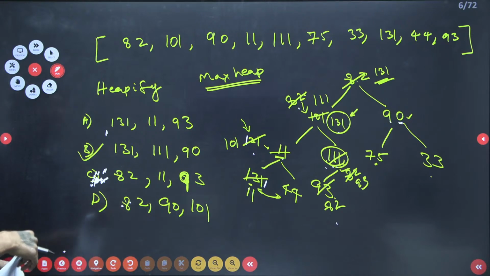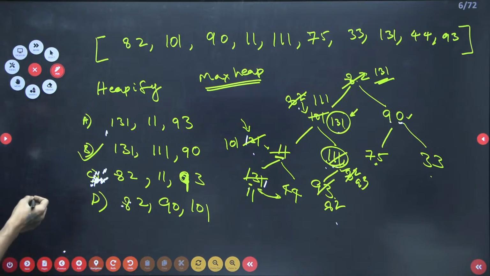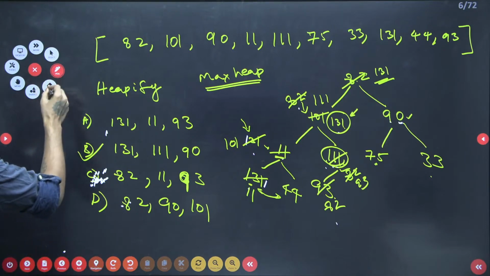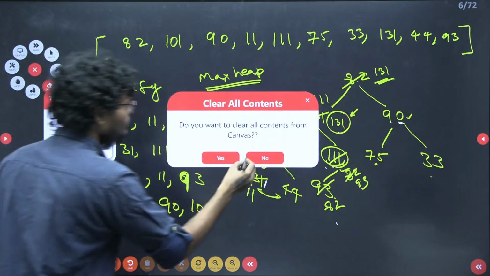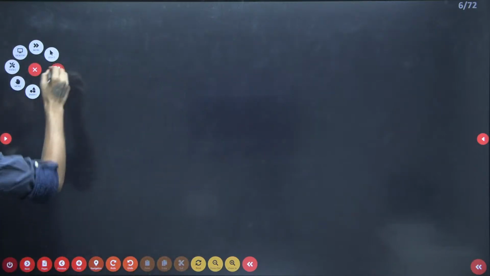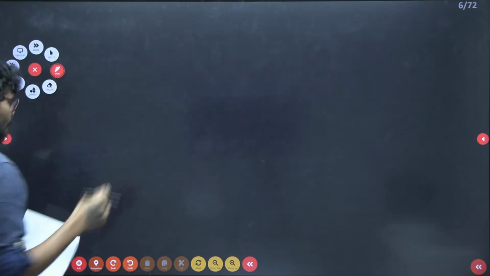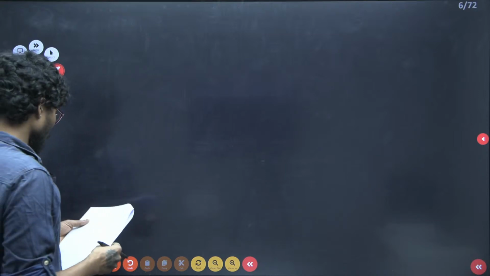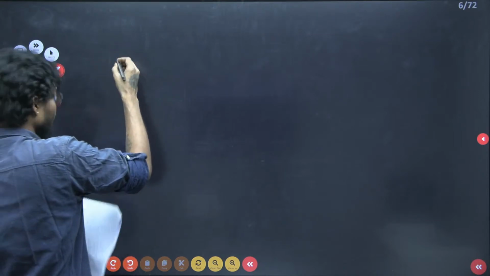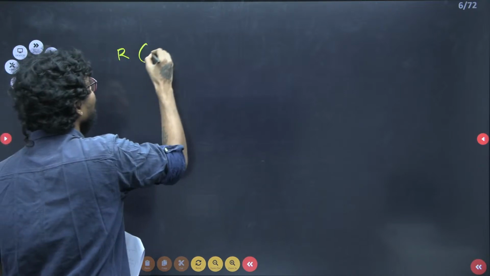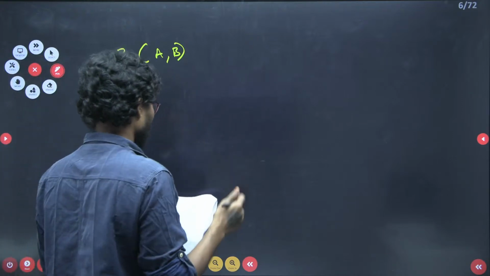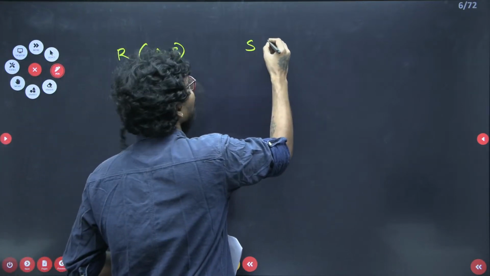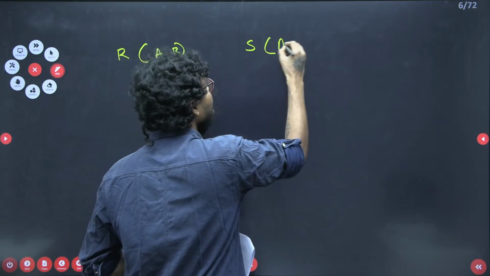So let us go with another question, next question, which is from databases. So let us see the next question. So we are given two relations, relation R which has A and B, and relation S which has A and C.